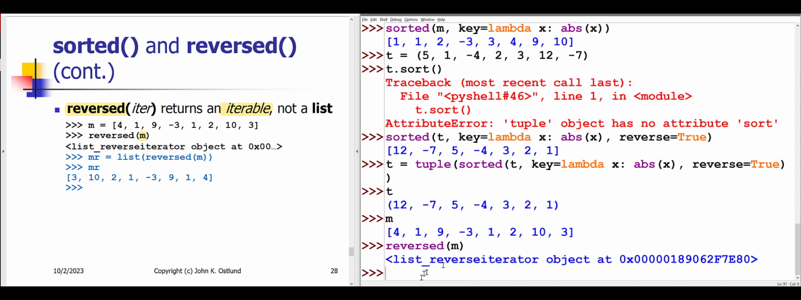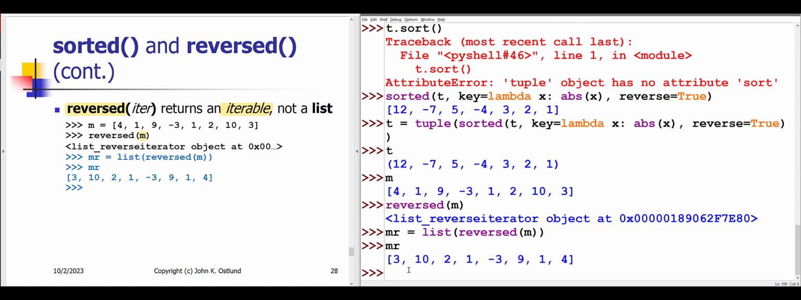I just get told, hey, cool, this is a list reverse iterator object. Well, I have to use that reversed iterator in some kind of loop or some kind of conversion function in order for the reversing to do anything. Let me create M reversed as a list constructed from the reversed M. Okay, so we have exactly the same values in MR as we had in M, but they're in the reverse order.